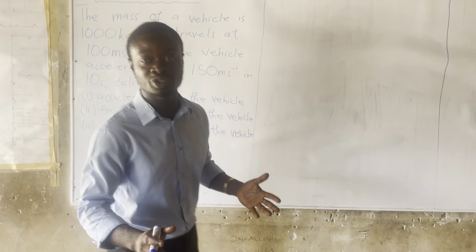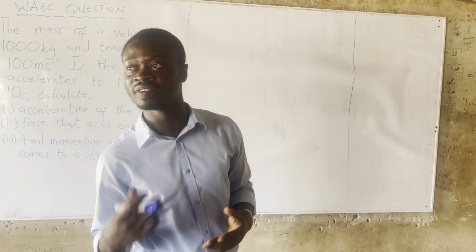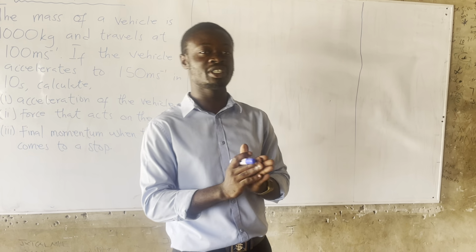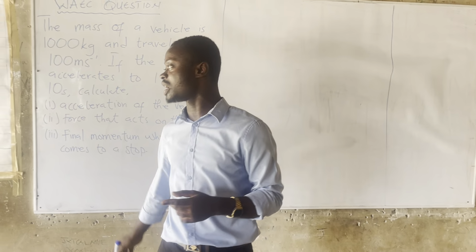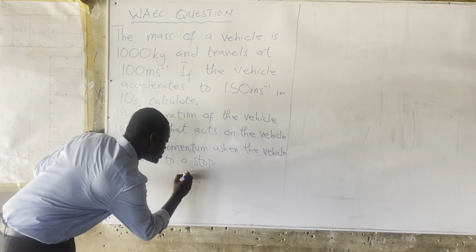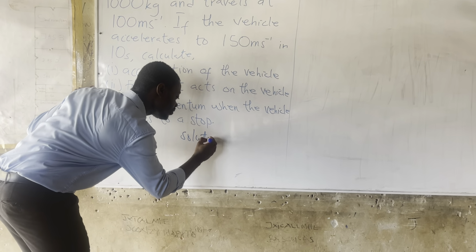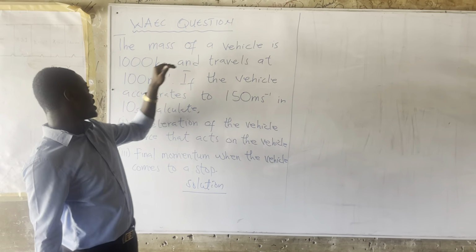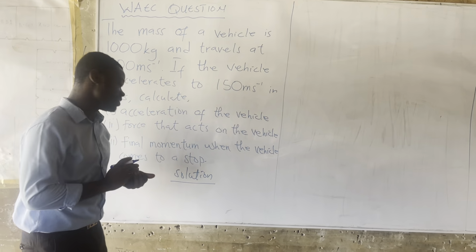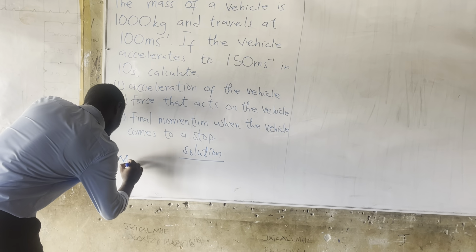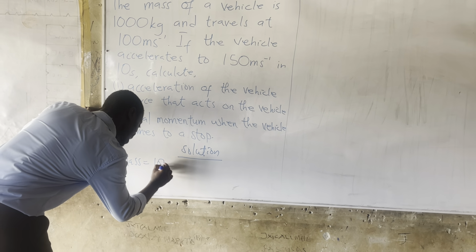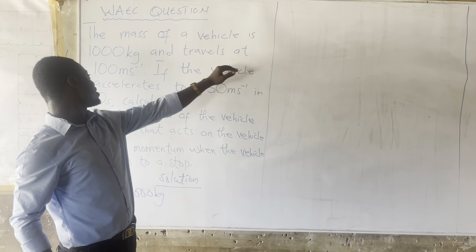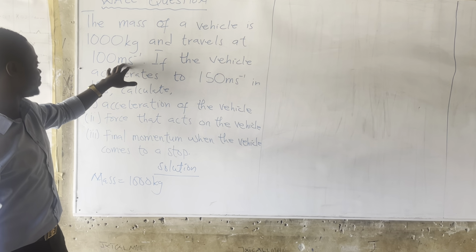Now, as we always do, before you start to solve this question, you read the question and then you write down all the vital information before you start to solve. So let's look at how we're going to solve it. Solution. The mass of the vehicle is 1000 kilograms, so we write that one down. Mass, which is 1000 kilograms, and travels at 100 meters per second.